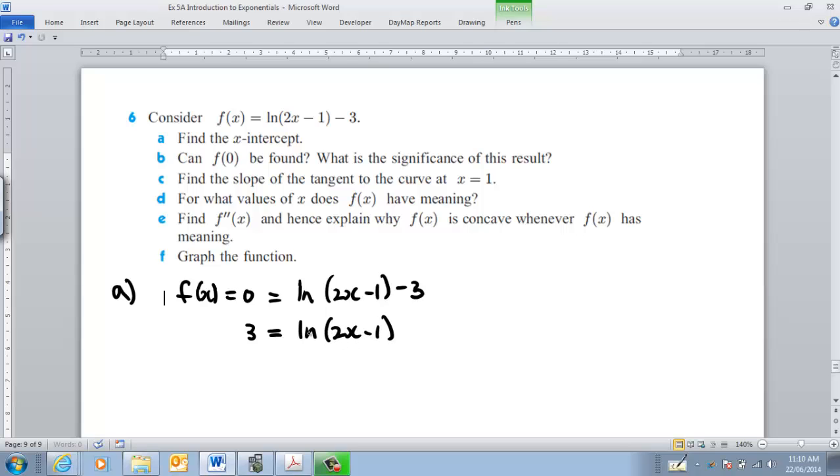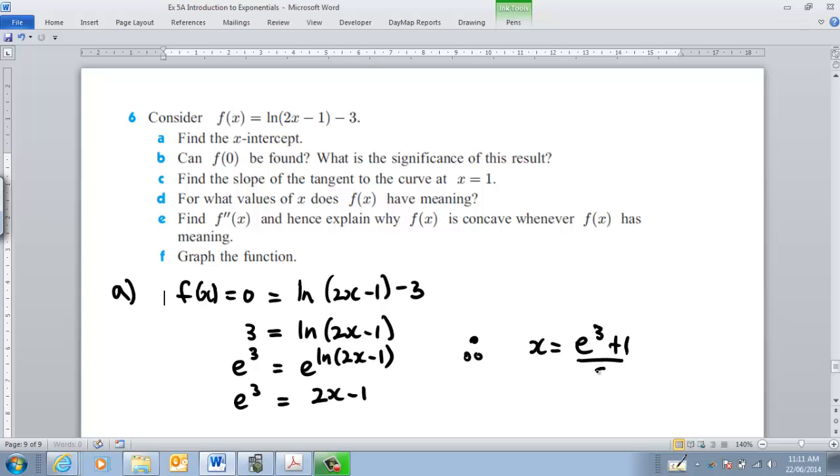Now I need to solve for x, so I need to get rid of this ln somehow. The way we do that is simply making this to the power of e. Make both sides to the power of e. So therefore we can say e to the 3 is equal to 2x take 1. If we rearrange that, bring the 1 across, and then divide it by 2, x is going to be equal to e to the 3 plus 1 all over 2. Alright, so that's your X-intercept.